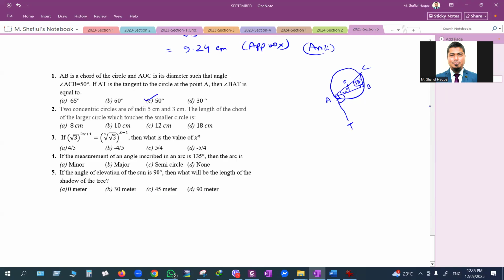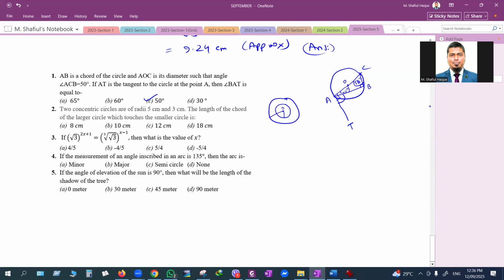We think of 2 circles. This is one circle. This is another circle. Both of the circles will have the same center. Suppose this is O. So the radius of the smaller circle is 3 centimeter, and the greater circle will have the radius 5 centimeter.